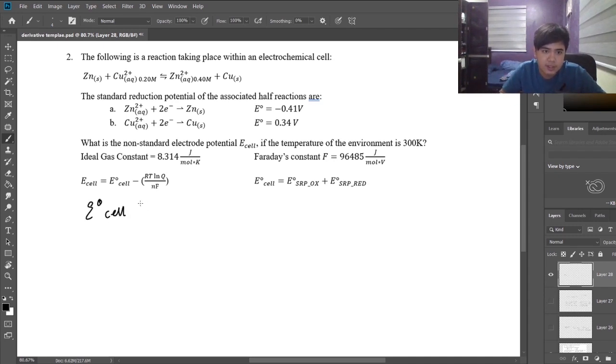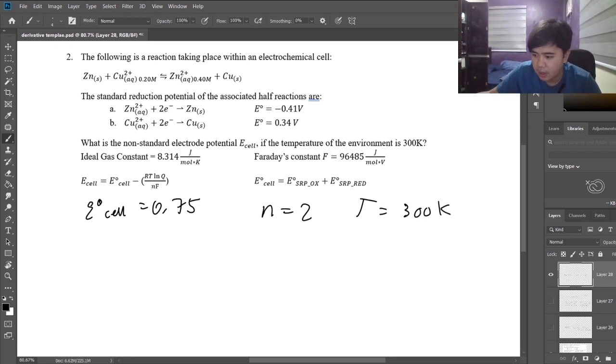E standard cell is 0.75, but we want non-standard. This is still standard, so we have to use the Nernst equation, which is again right here. So how many electrons are transferred? Well, there are 2 electrons transferred here, so n equals 2 immediately. The temperature is 300 Kelvin, which we don't have to do any conversions for because it's in Kelvin, so that's fine. And then the ideal gas constant is this. This is R, and this is Faraday's constant.